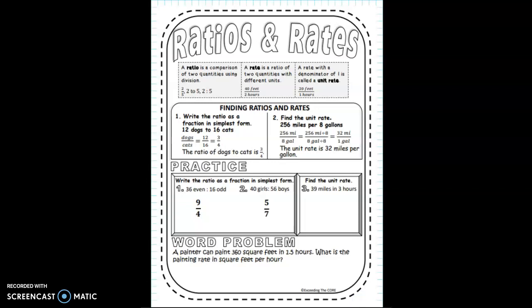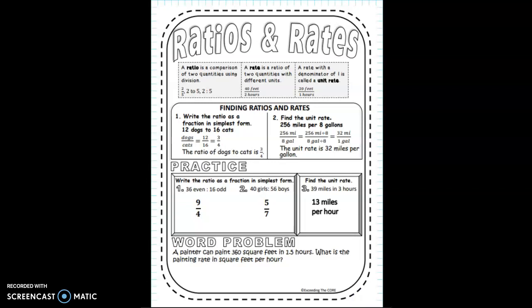Find the unit rate, 39 miles in 3 hours. We're going to divide by 3 to get 1 hour. 39 divided by 3 is 13 miles per hour.